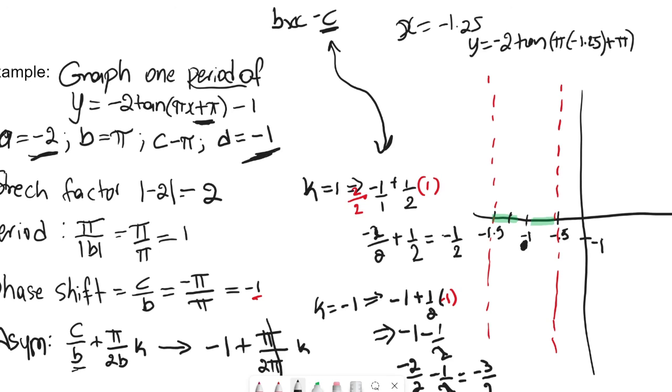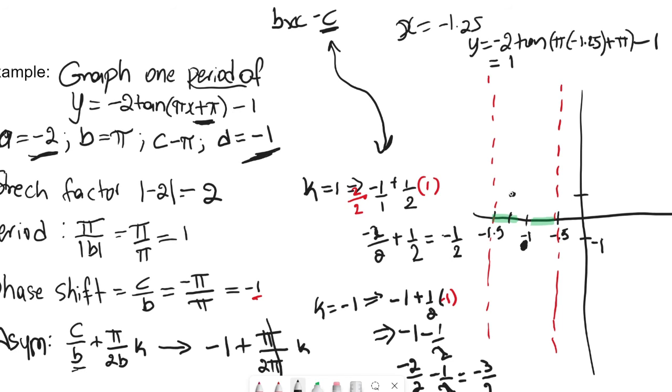Minus 1. And so if you plug this into your calculator, you'll see that y is equal to positive 1. So at negative 1.25, y is going to be positive 1. So it's going to be something like this, right? Not quite. It's going to be here. About here. There we go.